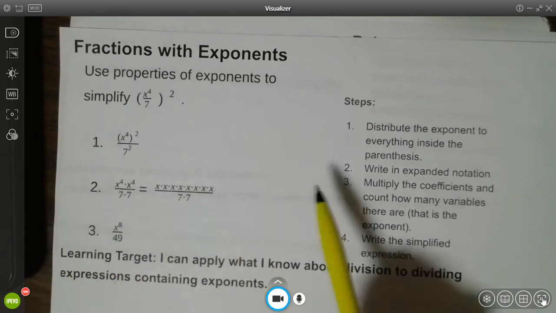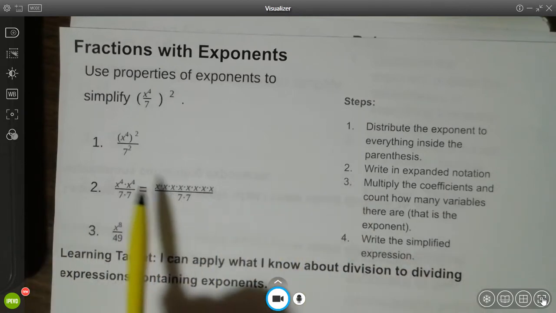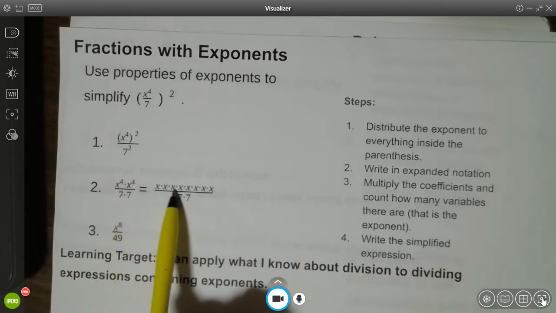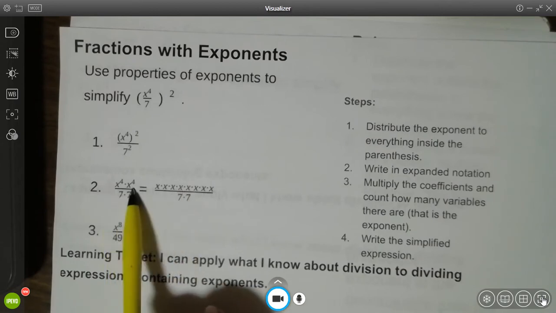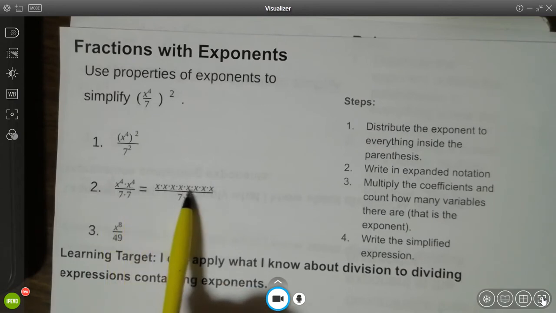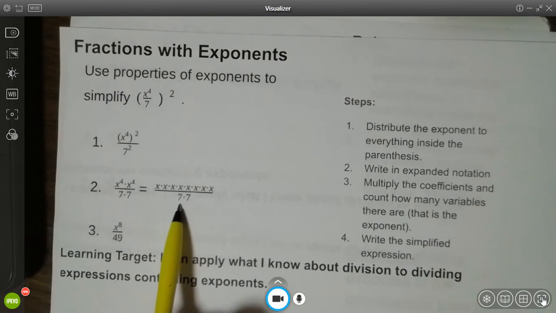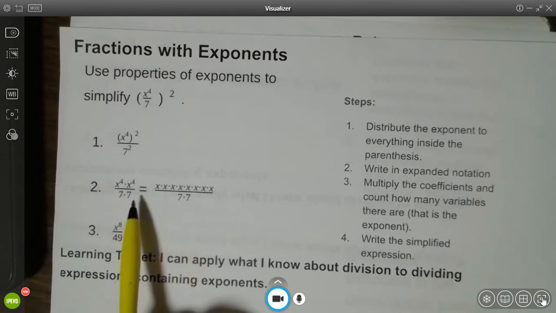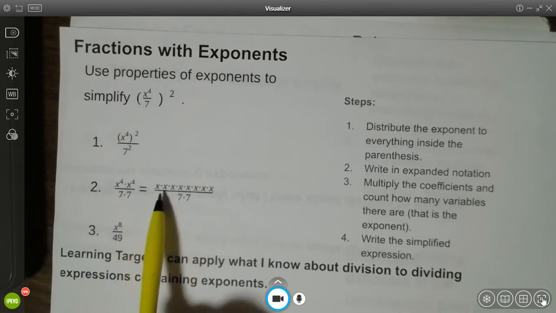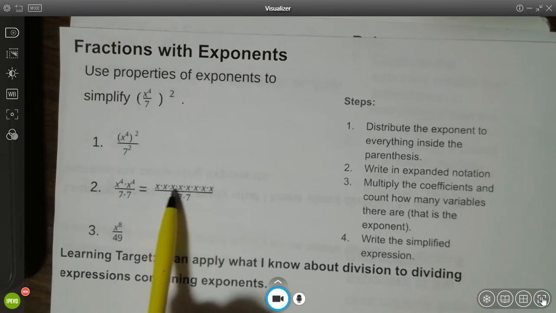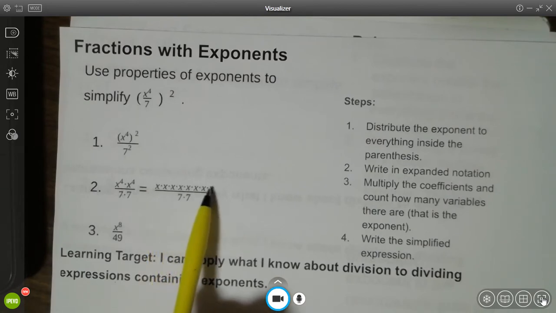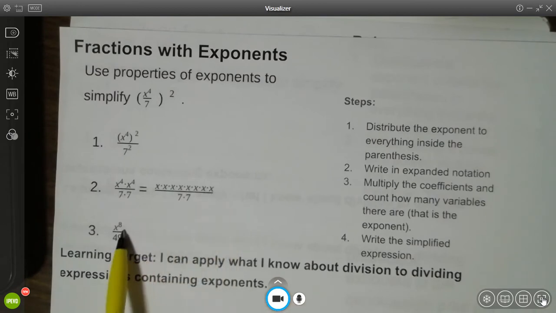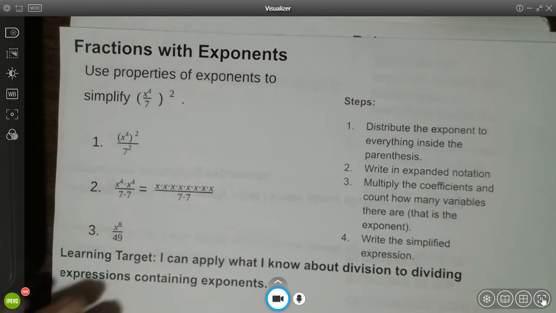Now let's keep writing it in expanded notation. X to the fourth means 1, 2, 3, 4 x's times another x to the fourth means 4 more x's. And then when we multiply, we count how many variables there are, and that is our new exponent. So 1, 2, 3, 4, 5, 6, 7, 8 x's. I have x to the eighth over 49. And that is my simplified expression.